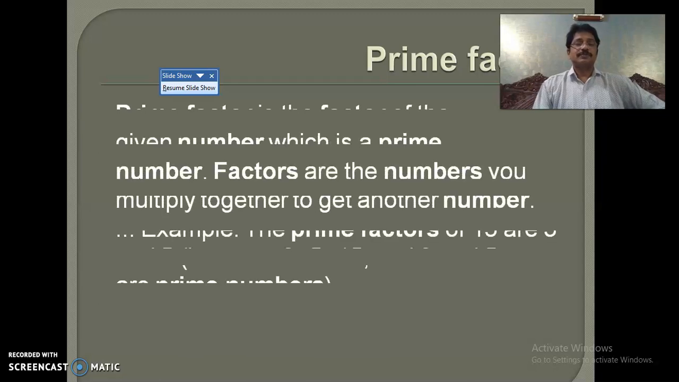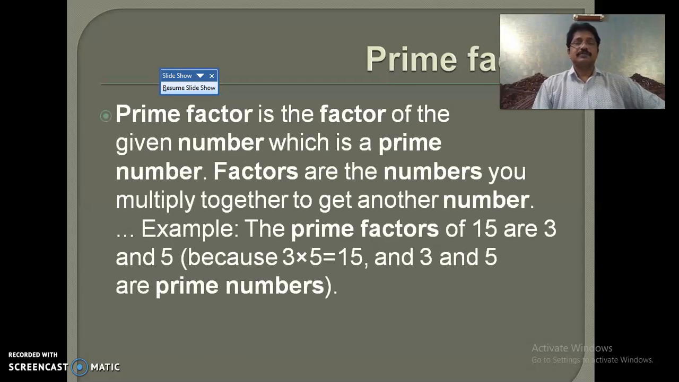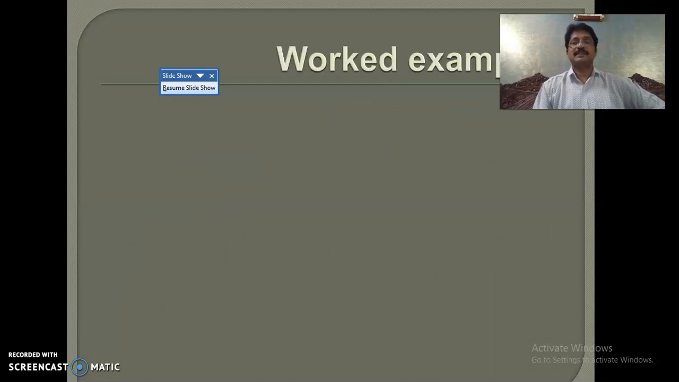A prime factor is a factor of the given number which is a prime number. Factors are the numbers you multiply together to get another number. I will take one more example. If you take 15, the prime factors of 15 are 3 and 5. 3 fives are 15. So 3 and 5 are the prime factors of the number.